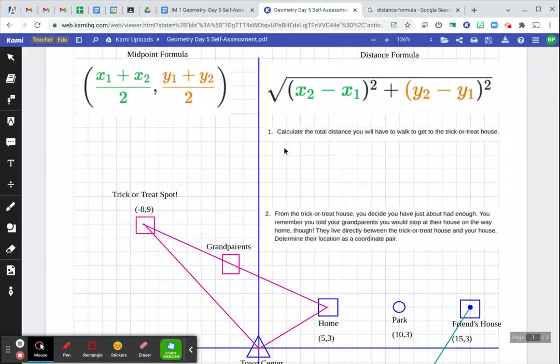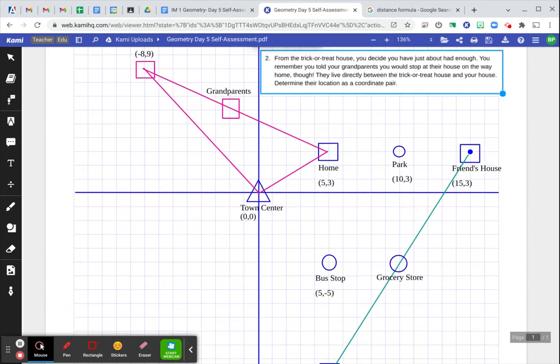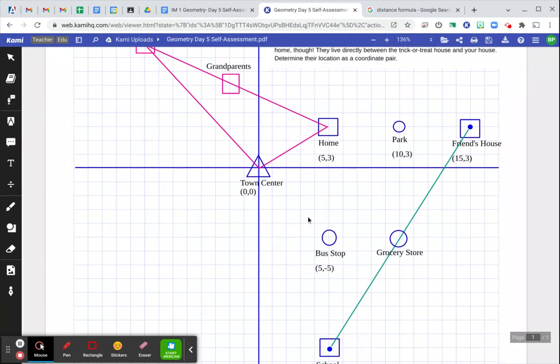All right, guys. So today we visited Cartesian City, kind of a little play there on the Cartesian plane, the coordinate plane here. We've got town center at the origin there. You would have determined all of these points today: your home is located at 5, 3, your friend's home is at 15, 3. The park is located directly in between your home and your friend's house at 10, 3.